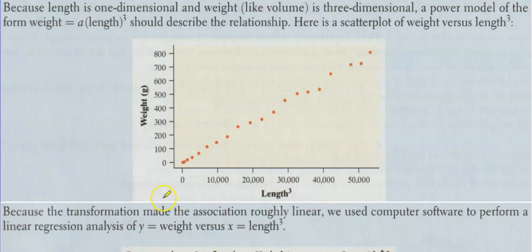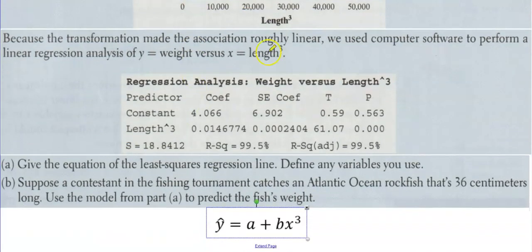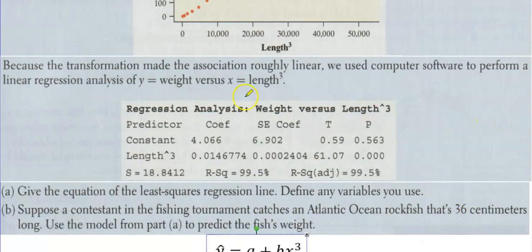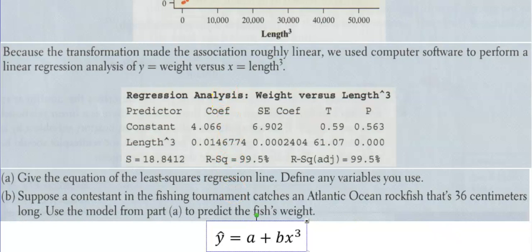Well, we can. And the form that we are going to use is we're going to take length and we're going to cube that length. So these on my explanatory variable are x cubed. So they took the length of every fish and they cubed it. And that will help us accurately predict the weight. Notice this is now a linear model. Because the transformation made the association roughly linear, we used computer software to perform a linear regression analysis. So they made a scatter plot out of x cubed and y, and they got these values.